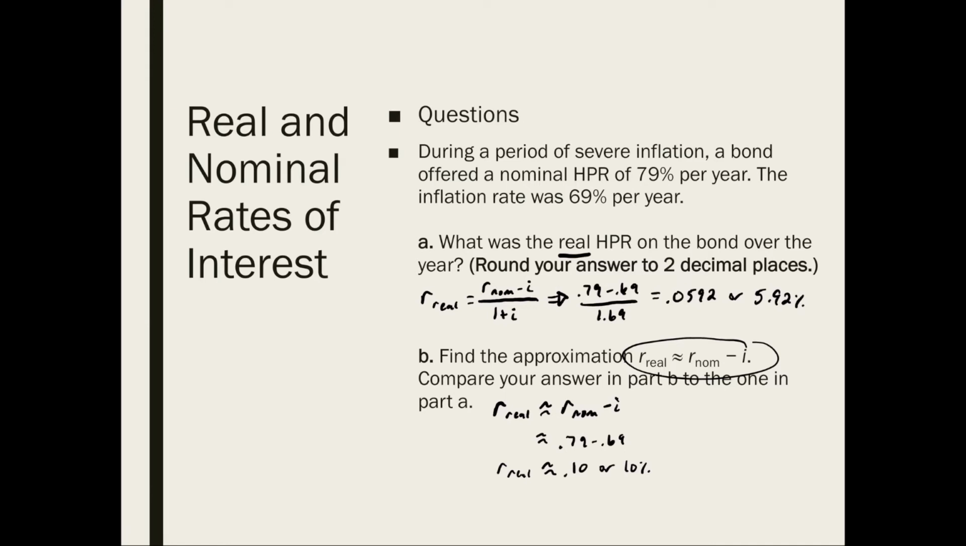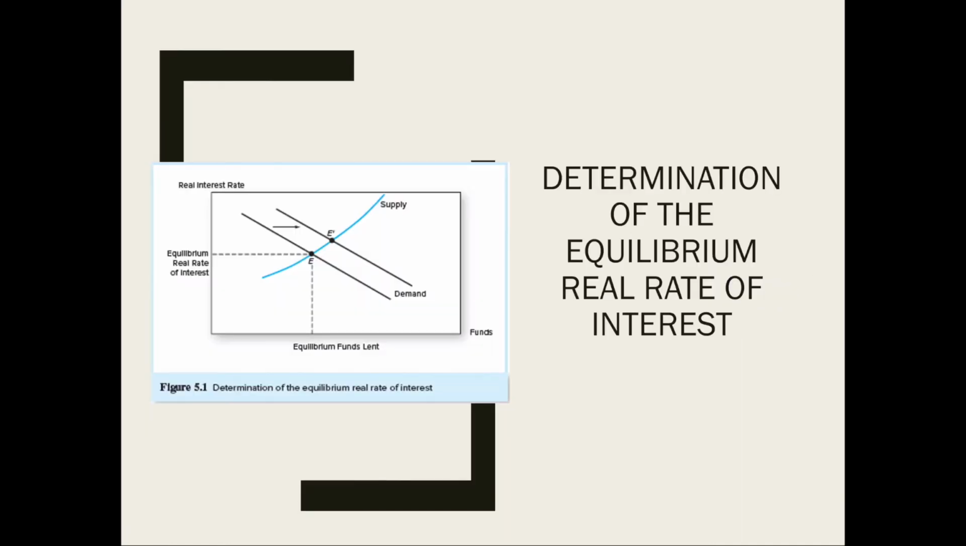Now, I mentioned that we would go back to the fundamental factors of interest rates. Let's take a look at a supply and demand curve to see what actually determines the equilibrium real rate of interest. So here we have a demand curve and a supply curve. Notice that the demand curve here is downward sloping. So let's break down the chart a little bit more. We have our real interest rate on the vertical axis. We have our funds on the horizontal axis.